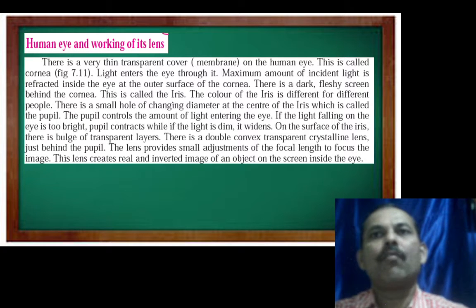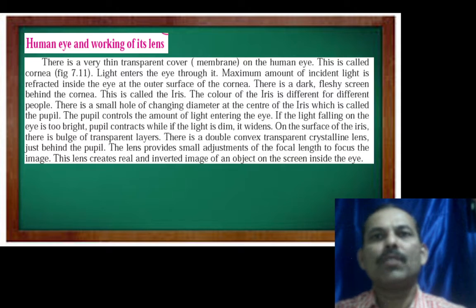There is a dark fleshy screen behind the cornea. This is called iris. The color of the iris is different for different people. There is a small hole of changing diameter at the center of the iris, which is called the pupil. The pupil controls the amount of light entering the eye. If the light falling on the eye is too bright, the pupil contracts, while if the light is dim, it widens.